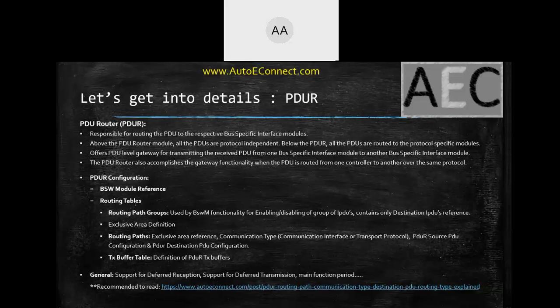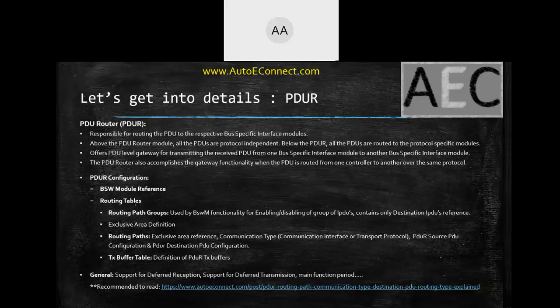Okay, and the next thing is the exclusive area definition. Exclusive area definition is like the general RTE or the OS related exclusive areas, where you want to make use of the OS resources specifically only for this particular module. In such cases, you have to configure the exclusive area. Similarly, we can configure an exclusive area for the PDUR, which will be used in the routing paths configuration. So we'll see now what the routing paths contain.